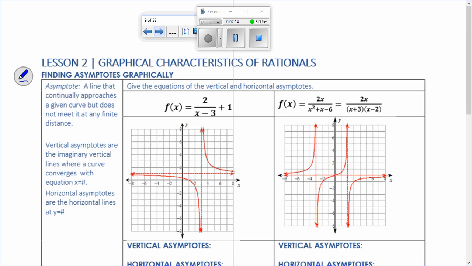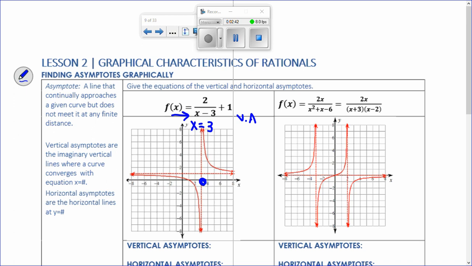It just shows you where asymptotes are located. Algebraically, asymptotes are in the bottom of your equation. They're the opposites of the factors in the bottom of your equation. Okay? So vertical asymptotes are imaginary vertical lines where a curve converges with the equation x equals a number. And here, that number happens to be 3. This is x equals 3. This is a vertical asymptote.